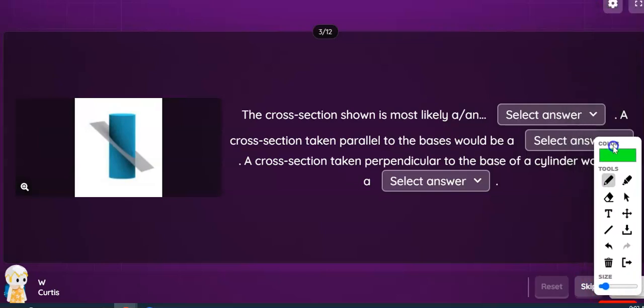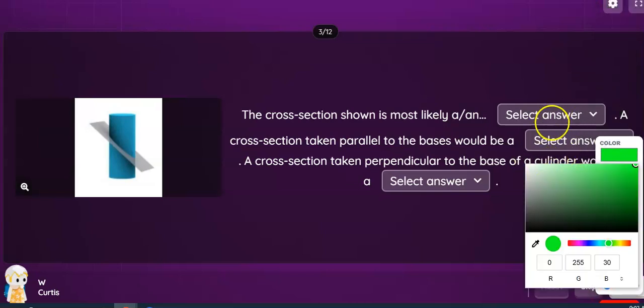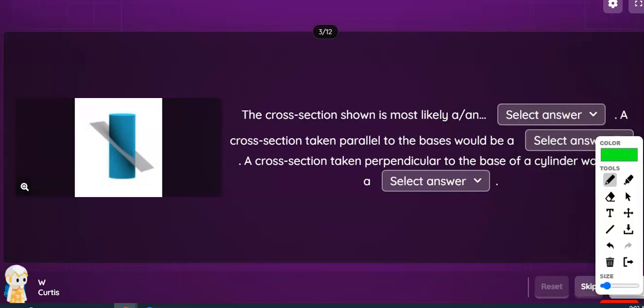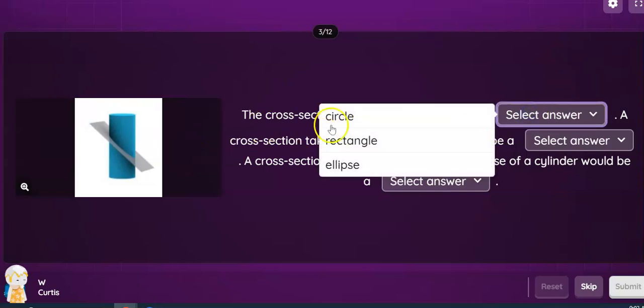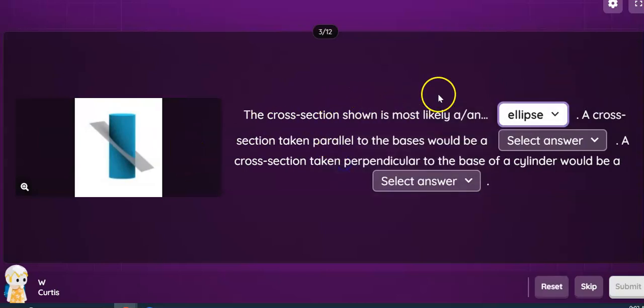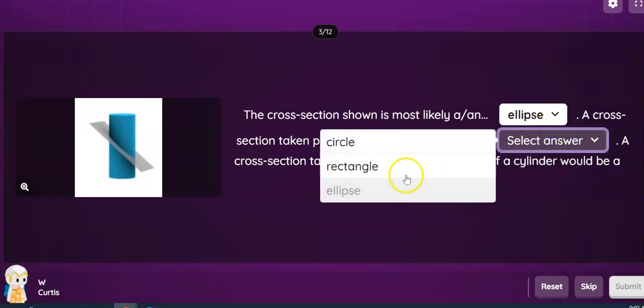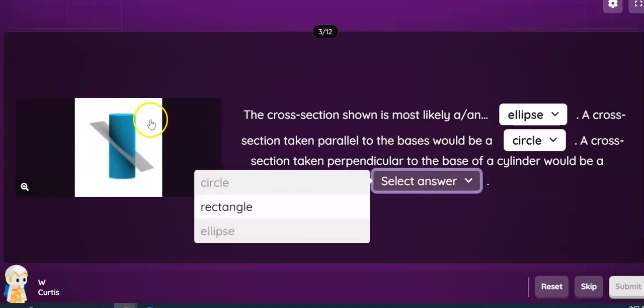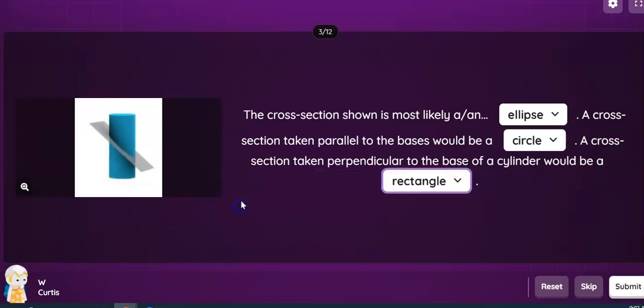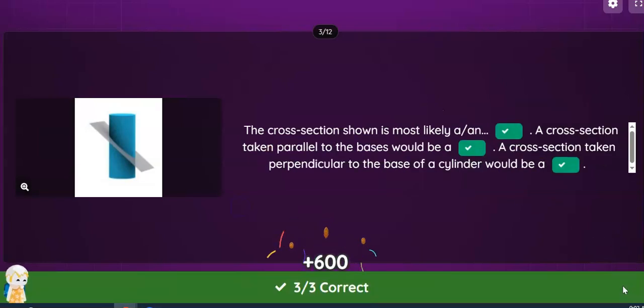Next question. Generally, the best question here is the one that's shown, but the one that we're looking for in this case is, again, the one that's shown. That is an ellipse or an oval. If I take my cross-section parallel to the bases, which would be this way, it would still be a circle. It would never change, really; if you cross-section parallel to the bases, it's going to be the same as the base. If I cross-section perpendicular, which would mean through the top down, that would make a rectangle, which was the only other option.